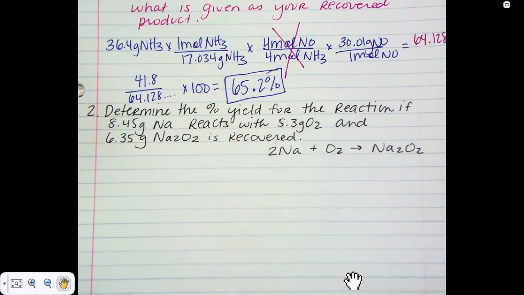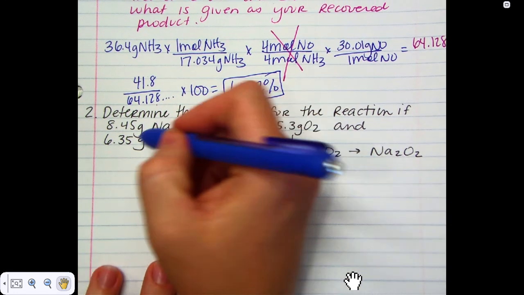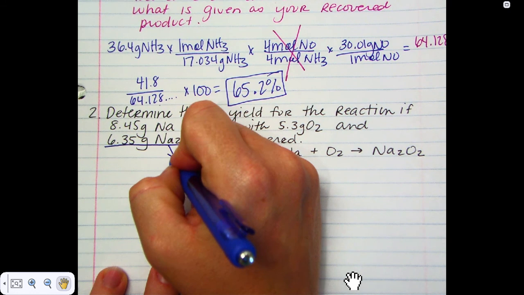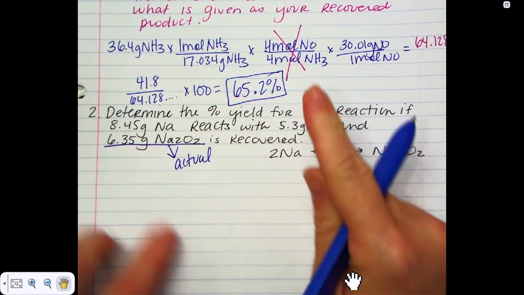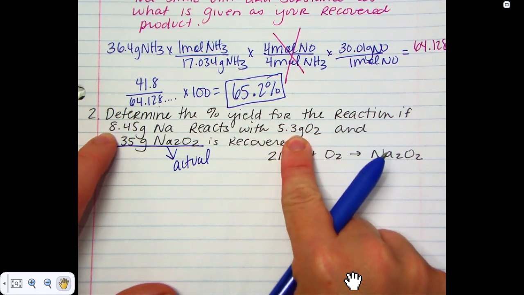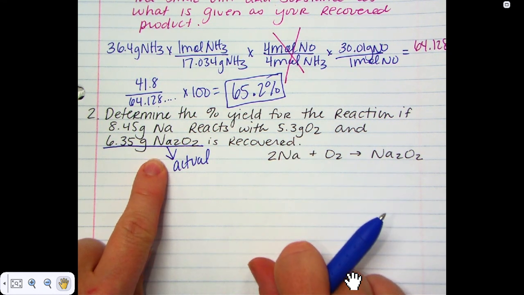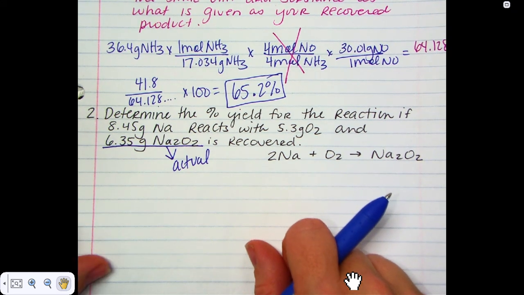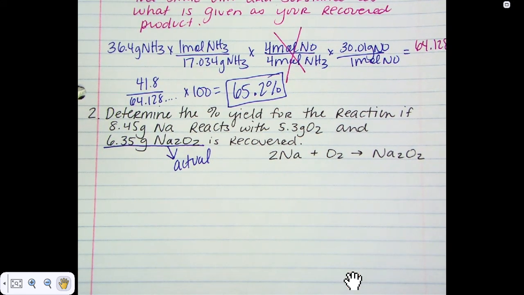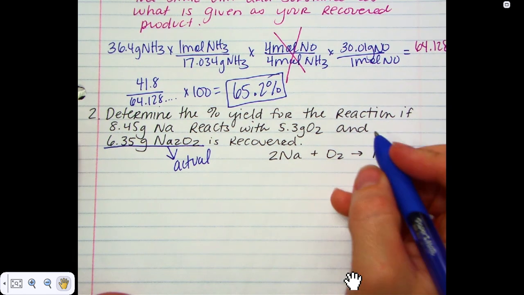Determine the percent yield for the reaction if 8.45 grams of Na reacts with 5.3 grams of O2 and 6.35 grams of Na2O2 is recovered. So this is my actual, and these are my 2 reactants. So I'm going to take both of those 2 reactants, convert them to grams of Na2O2, pick the smaller one, and plug into my percent yield equation. So first thing I need to do is figure out my limiting reactants portion.